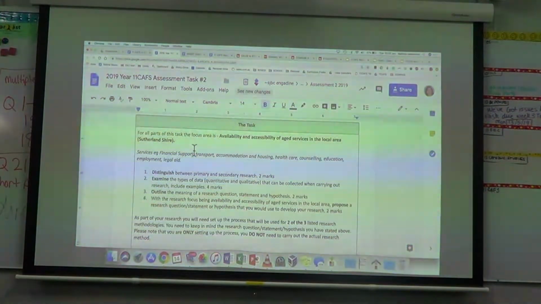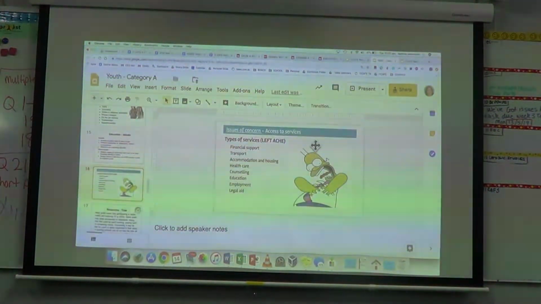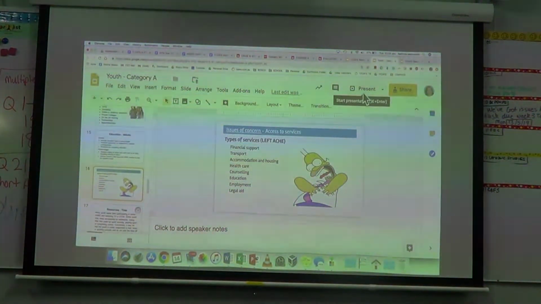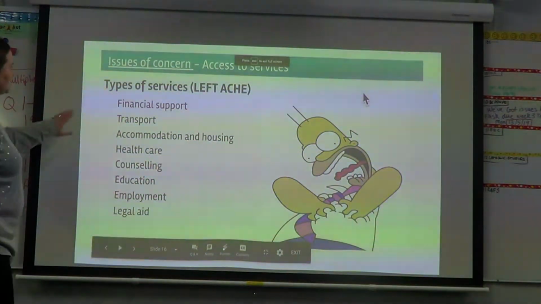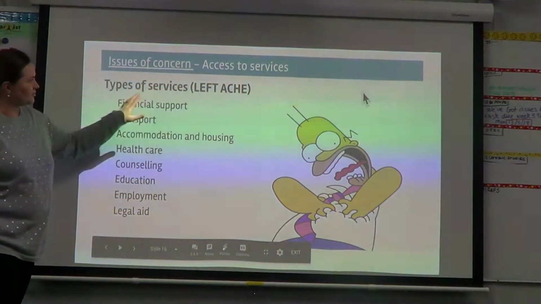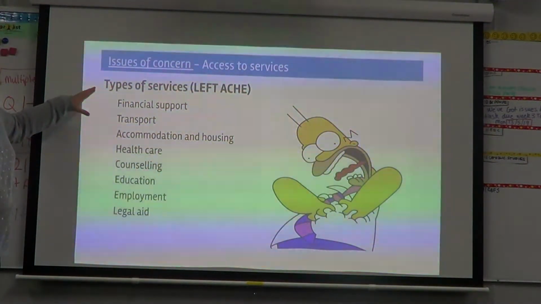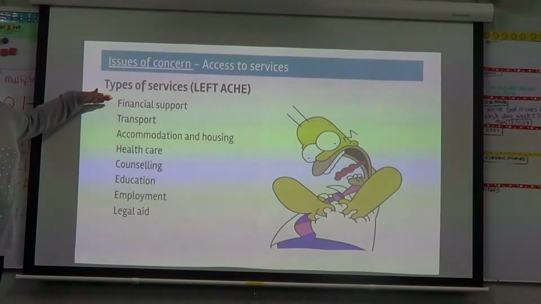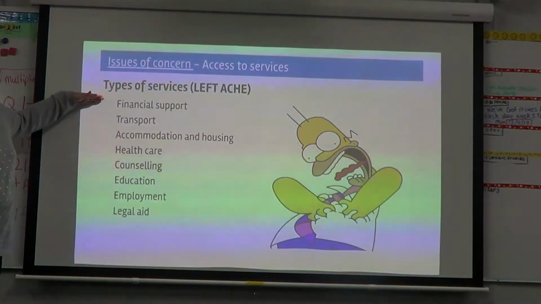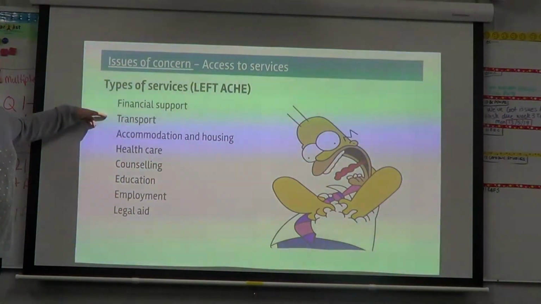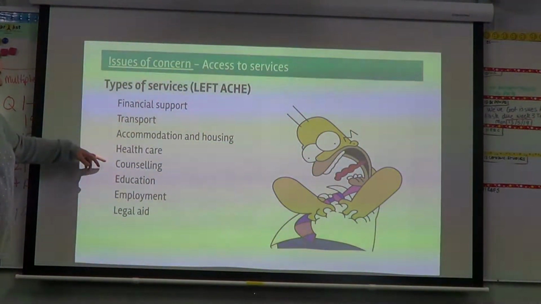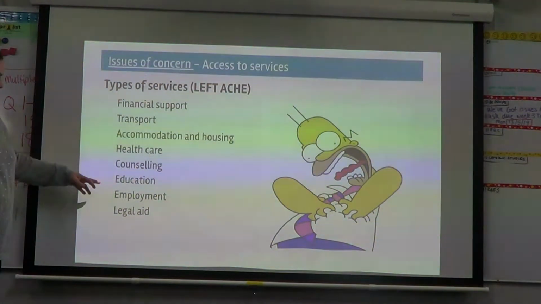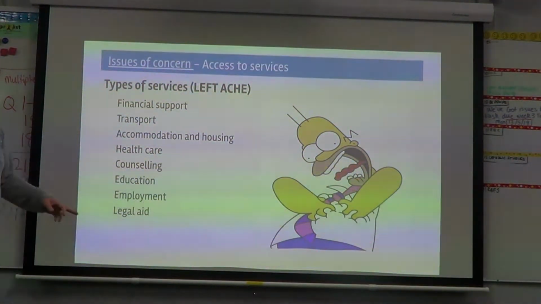When we talk about services in CAFS, these are the lists of our services that we're looking at. So it's LEFT 8, a way that we remember them in the HSC. So we might be looking at some financial support for the aged. We might be looking at transport. We might be looking at accommodation and housing, healthcare, counselling, education, employment and legal aid.